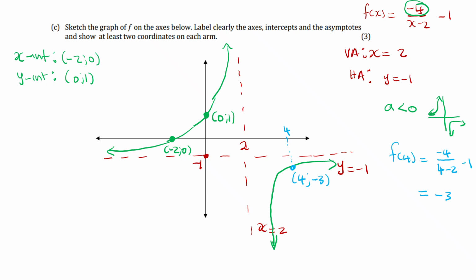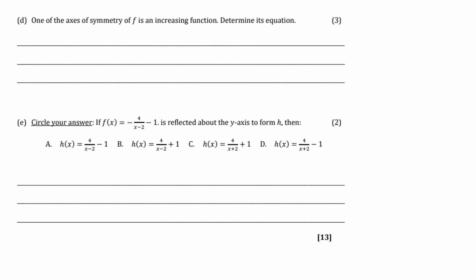So let's move to the next question. They say one of the axes of symmetry of f is an increasing function, determine its equation. What I need to explain on this one is that if the axis of symmetry is increasing, just know that, let me write this down. If it's increasing, they are telling you that this has a positive gradient.